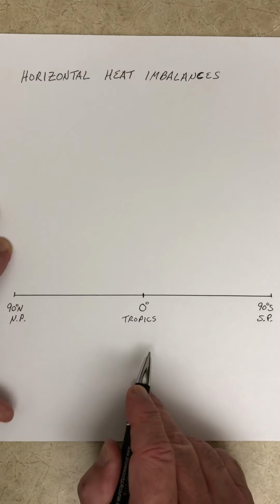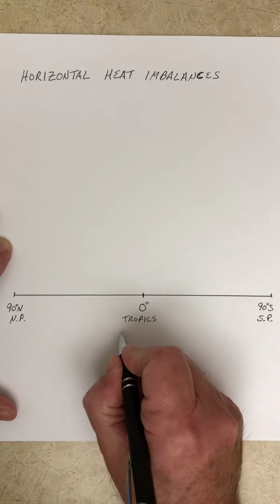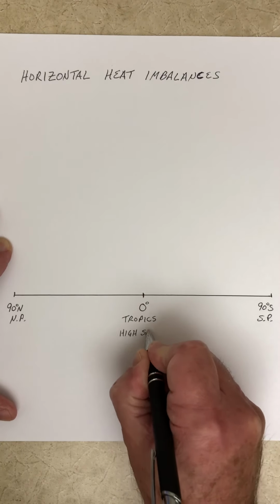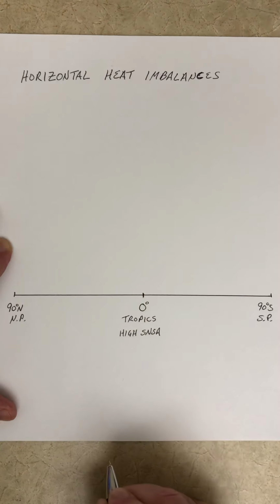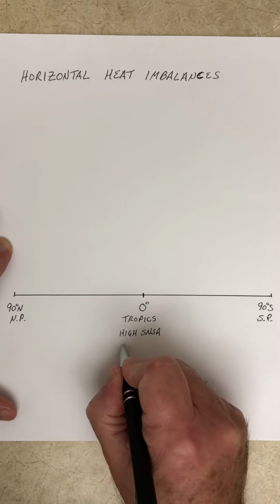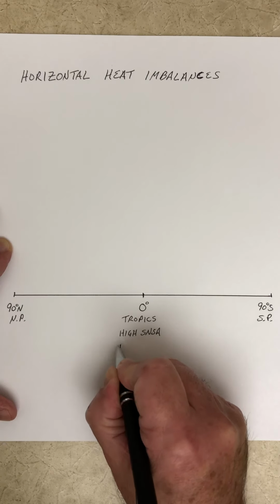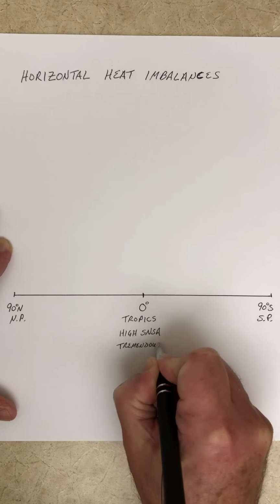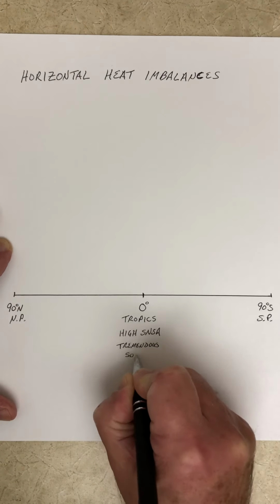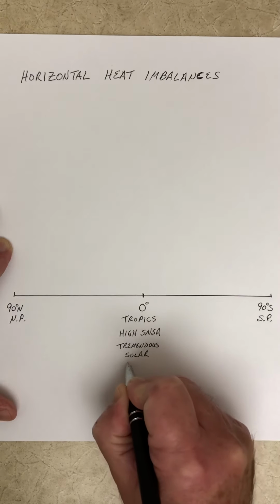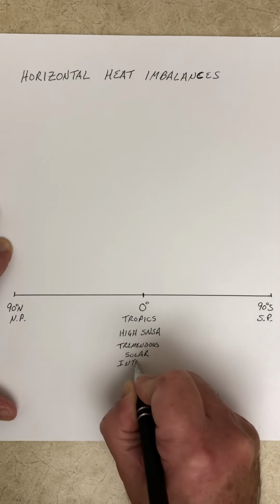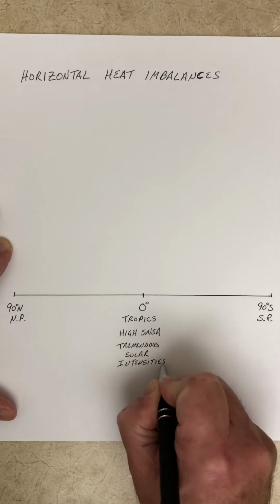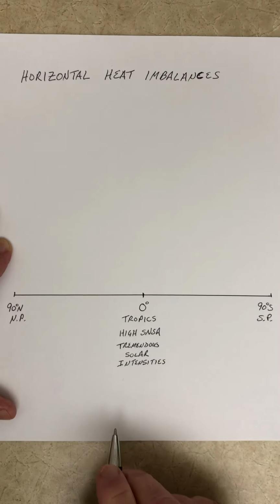In the tropics, we always have high solar noon sun angles. So high solar noon sun angles are going to lead to, let's put it this way, tremendous solar intensities. Okay, so tropics are warm. It makes complete sense that they'd have high solar intensities because of their high solar noon sun angles.